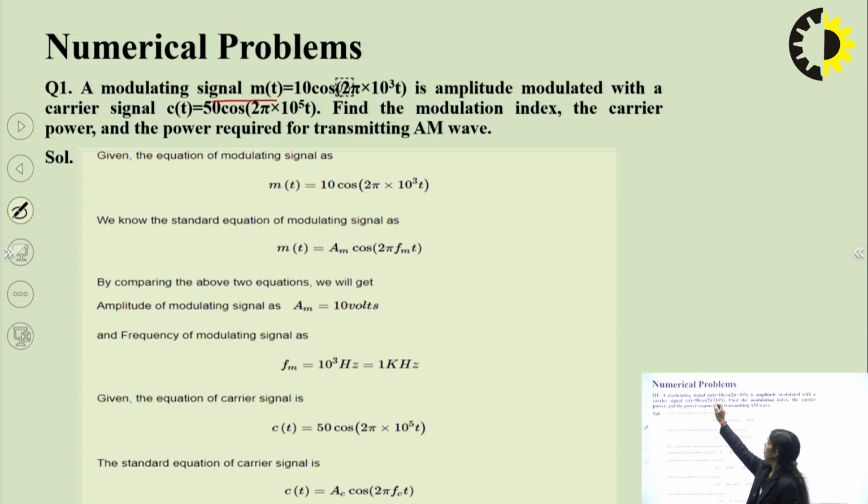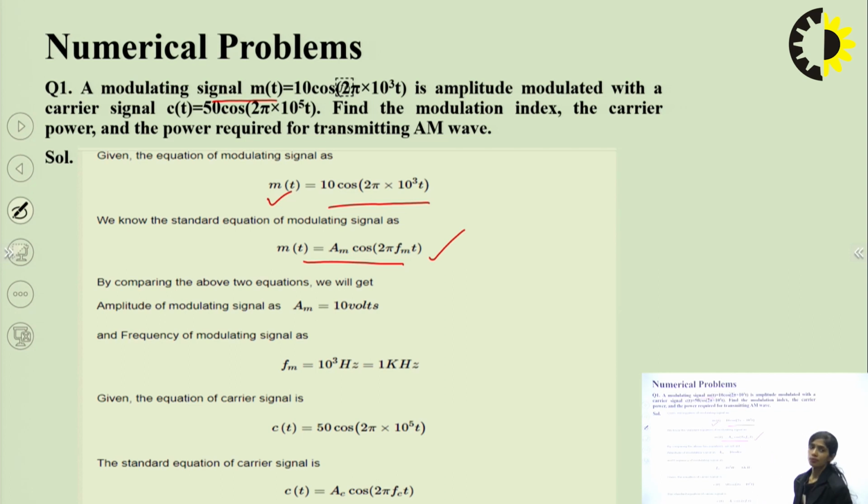A modulating signal m(t) is given here, expressed as the equation 10 cos 2π × 10^3 t. The modulating signal we have represented as m(t), and this can be written as 10 cos 2π × 10^3 t. And we have the standard equation for the modulating signal as this.